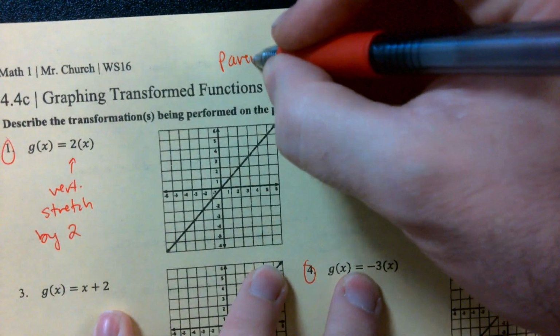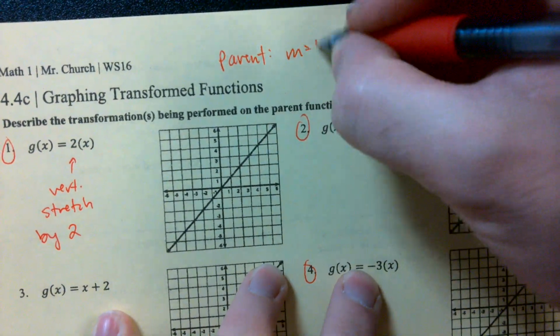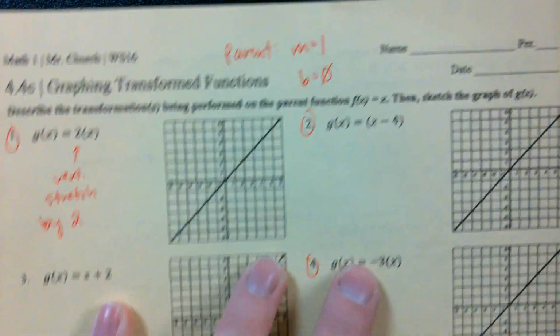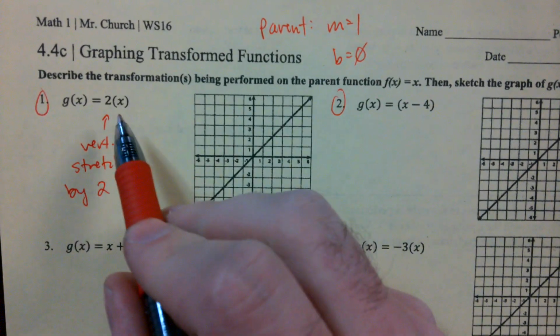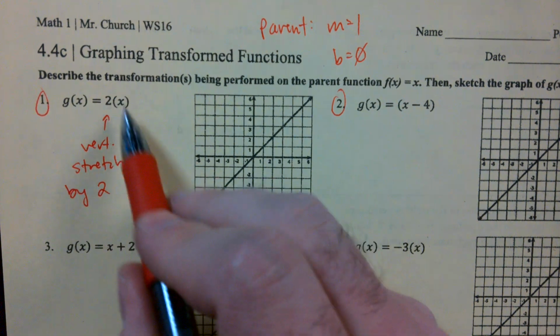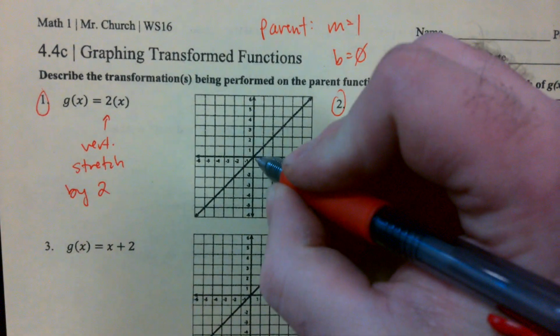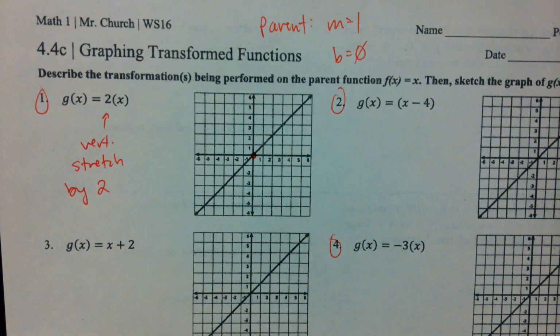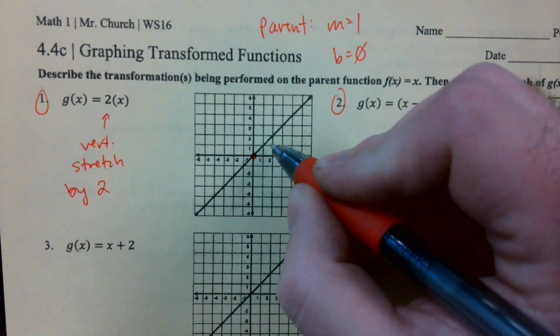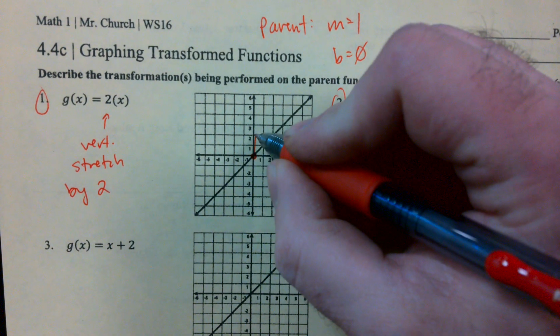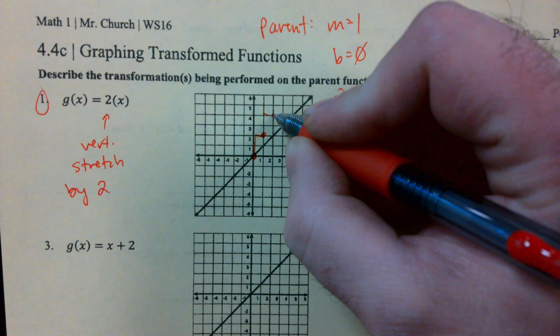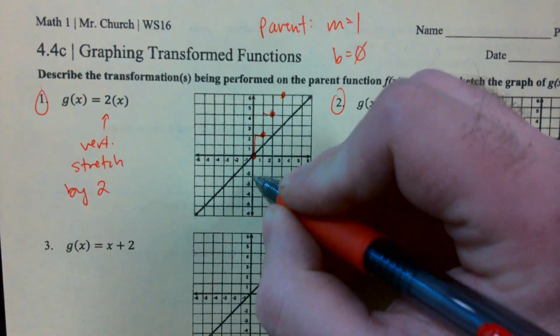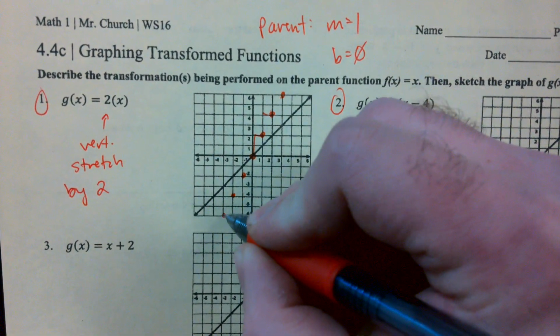Let's just write it up here. My parent function has an m of 1 and a b of 0, right? Well, this function has an m of 2 and a b of 0. So I'm still going to have my b value in the middle, but instead of rising 1 and running 1, I'm going to rise 2 and run 1. All the way up and all the way down.